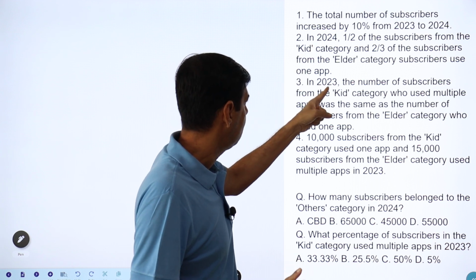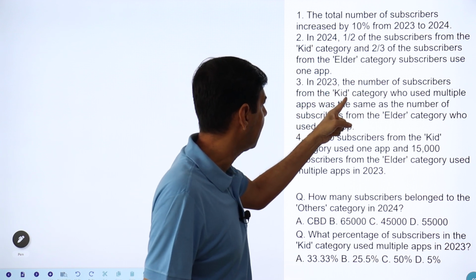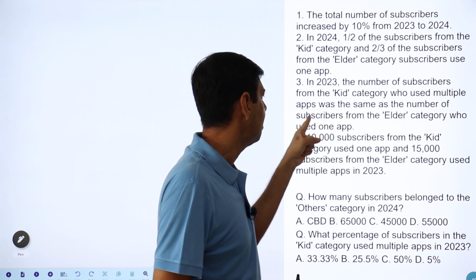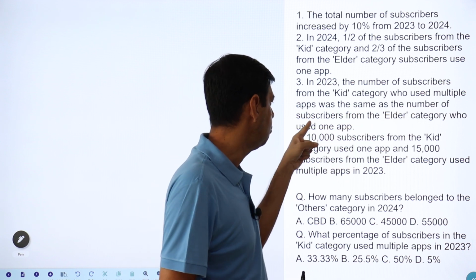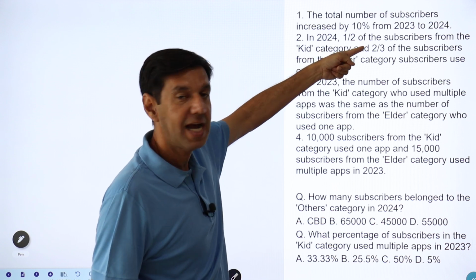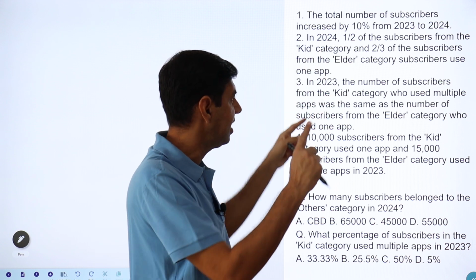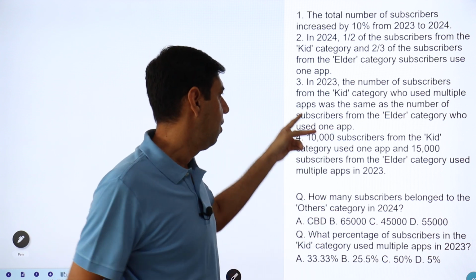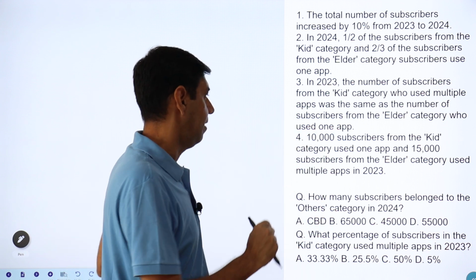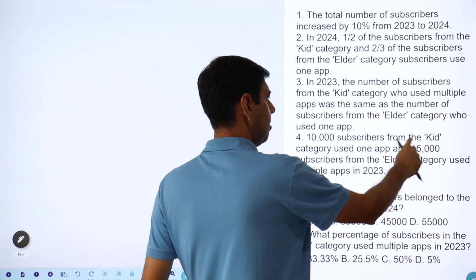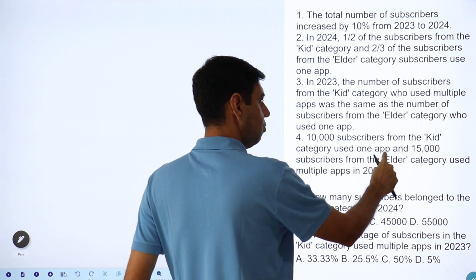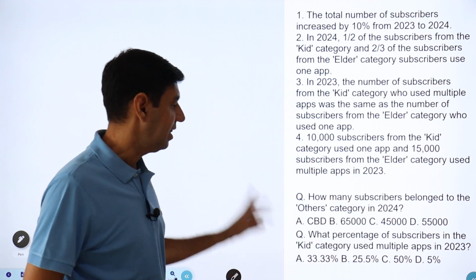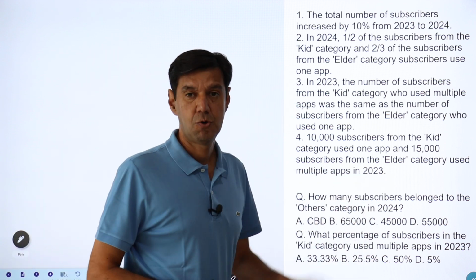Let's check first. In 23, the number of subscribers from the kids who used multiple apps was same as the number of subscribers from elders who used one app. So it's not exactly the fraction that is given, but it said kids using multiple is same as elders using one. Okay, but it is for the year 23. And 10,000 subscribers from kids category used one app, 15,000 from elders used one app in 23. And the question comes up. There's not much clue over here.